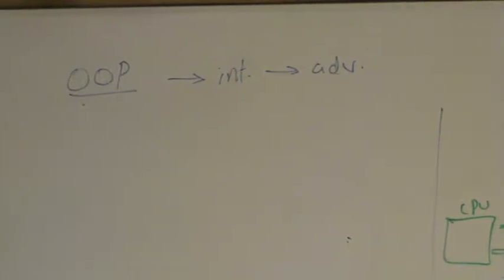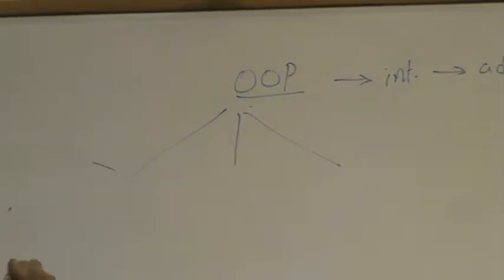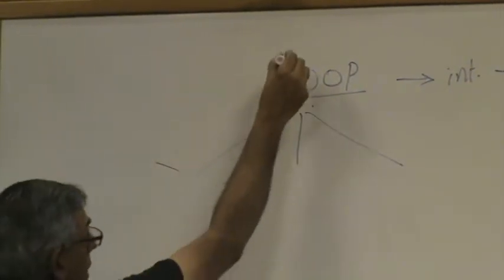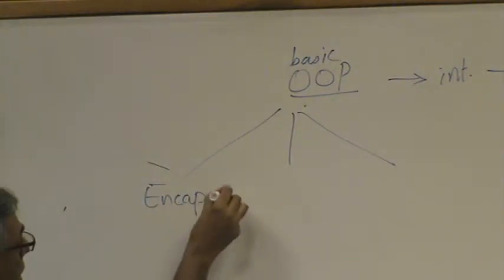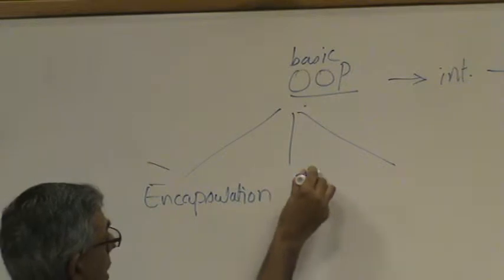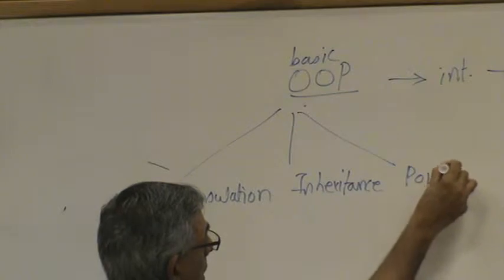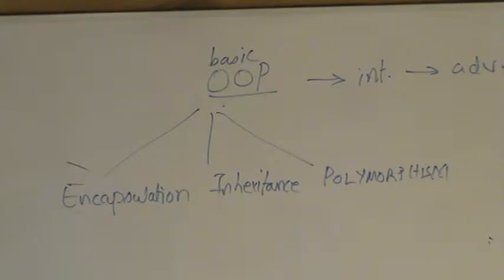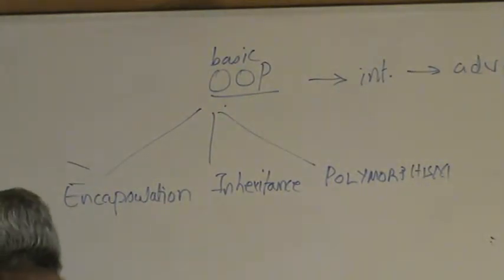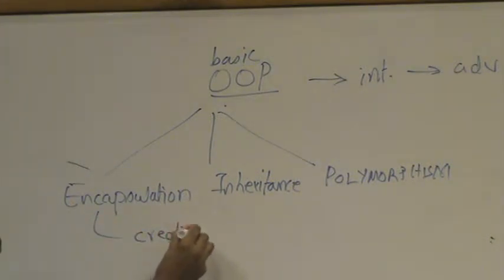Coming to basic object-oriented programming, as we discussed, we have 3 key concepts: encapsulation, inheritance, and polymorphism. Today, let me try to finish the basic object-oriented programming so that we can start looking at more interesting things. Encapsulation was basically creating classes.